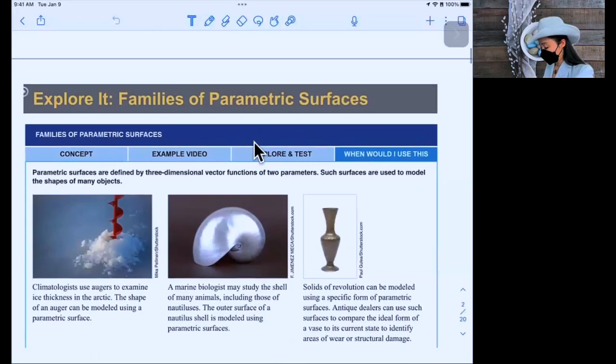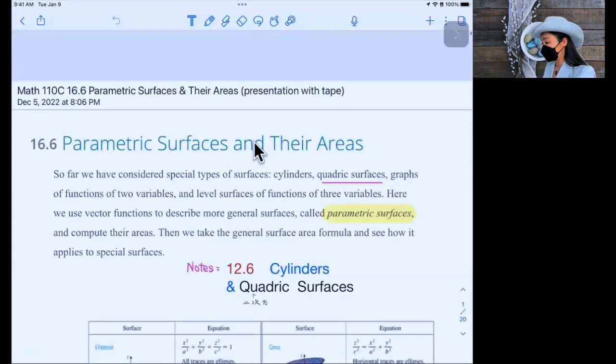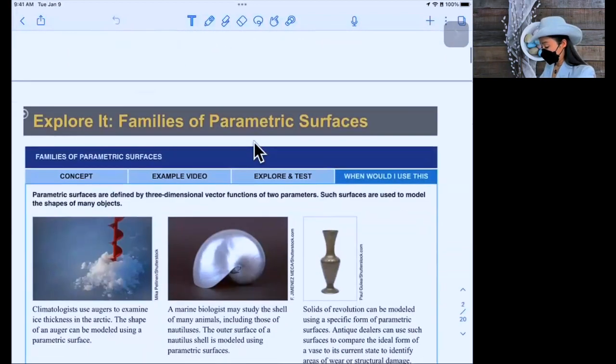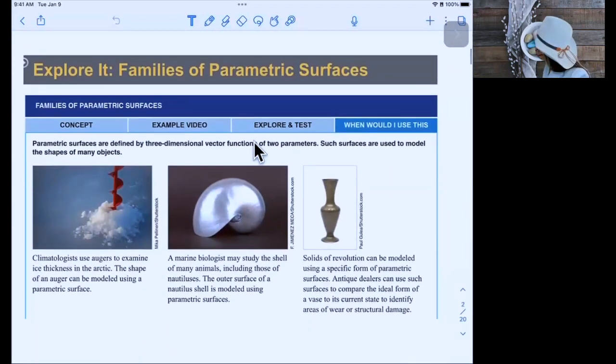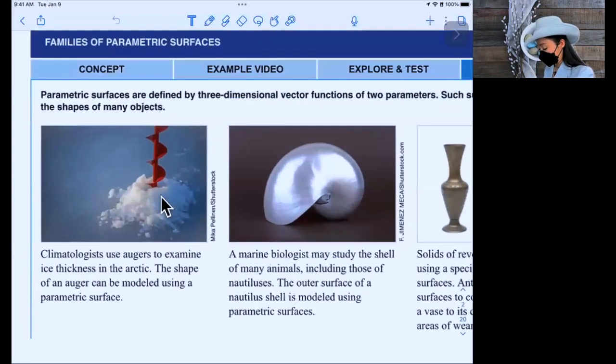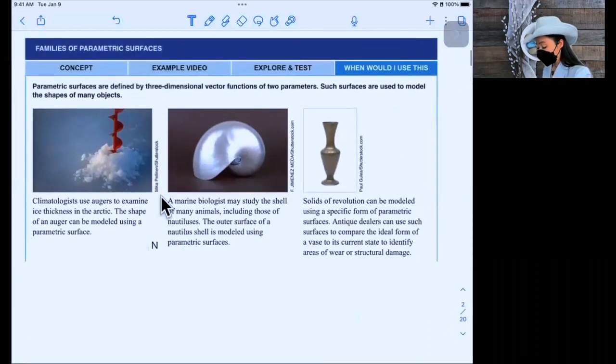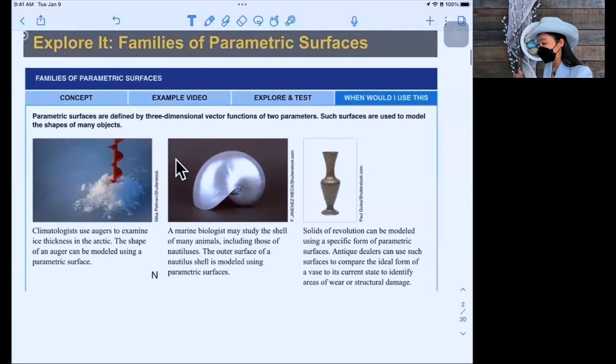And today we talk about parametric surfaces, okay, and their areas. So now here are some examples of a family of parametric surfaces, and let's see when would you use this. Let's take a look over here. Let's look at the first example. First of all, parametric surfaces are defined by a three-dimensional vector function of two parameters, and such surfaces are used to model the shape of many objects.